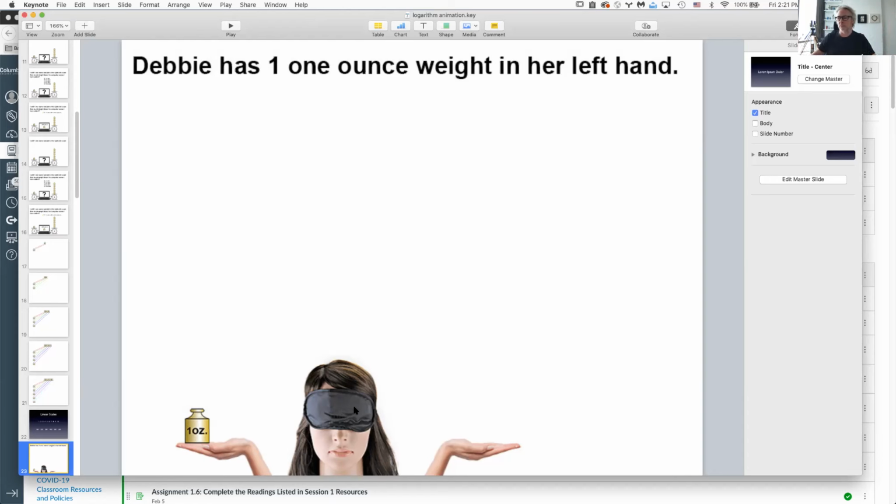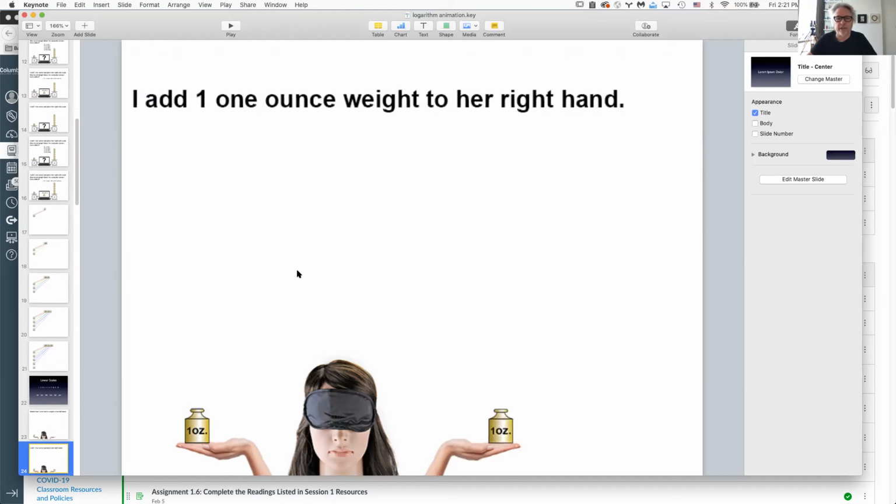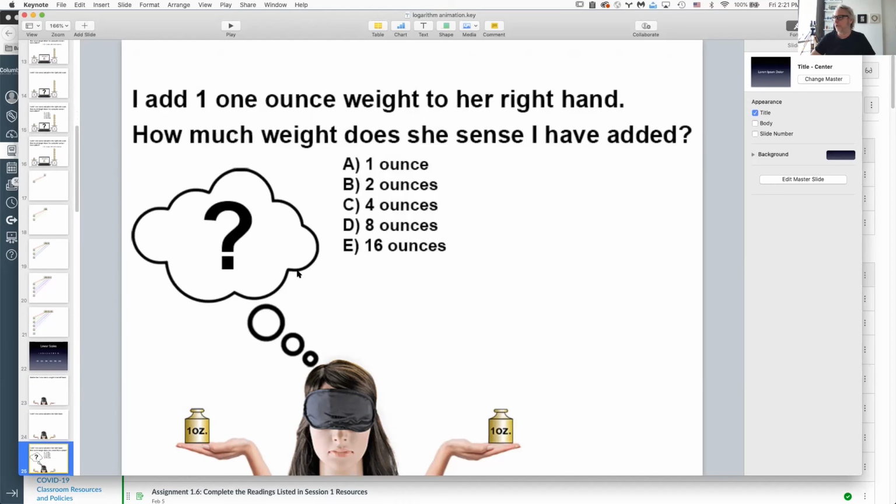How much weight? So we're going to do the same experiment here. I'm going to start. There's a 1 ounce weight in her left hand, and I am going to add a 1 ounce weight to her right hand. And the question that I've got for you is, how much weight does she sense that I have added? Does she feel like I have added 1 ounce? Does she feel like the weight that I put down here is the same increment as the weight that is over here? What is your guess?